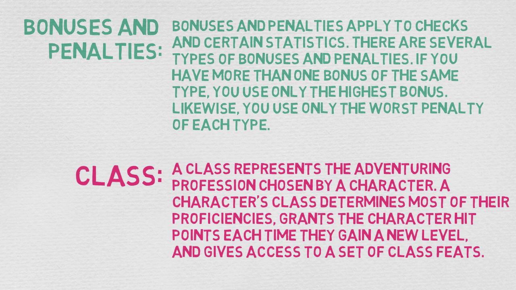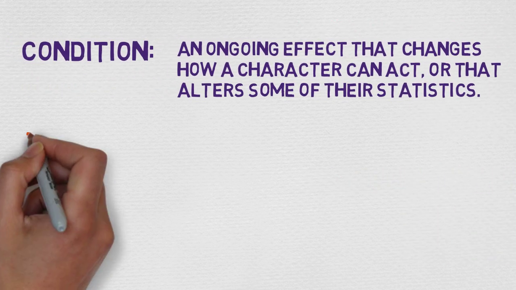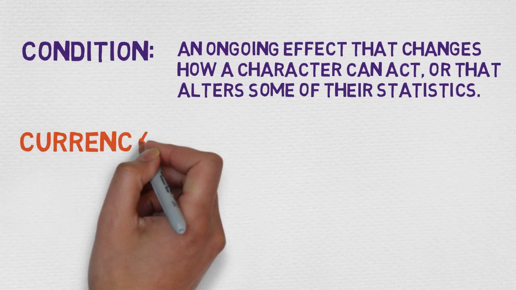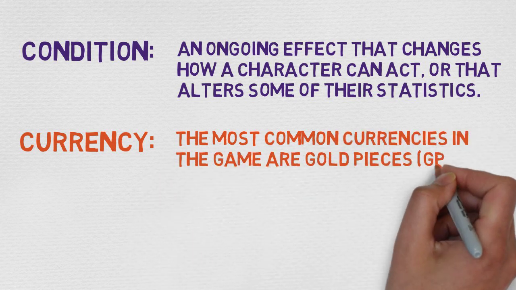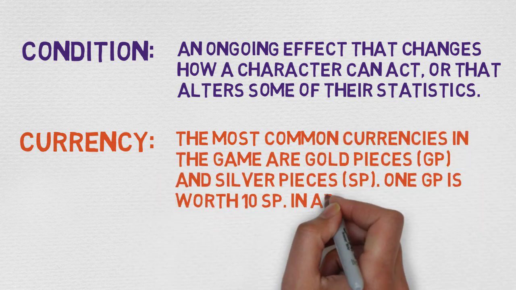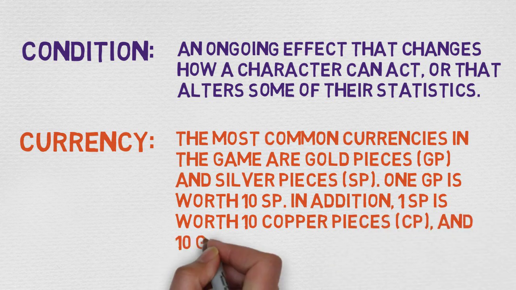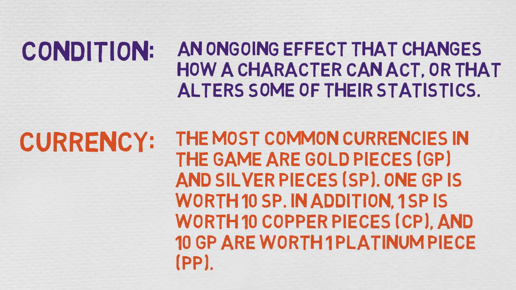Now let's move on. Looking at condition now. A condition is an ongoing effect that changes how a character can act or that alters some of their statistics. Now, Pathfinder 2e has a ton of different conditions, and they all make logical sense if you think them through, but once again, covering them in future videos, don't need to worry about it. Just need to know that there's conditions out there and that they can affect your character in a variety of ways.